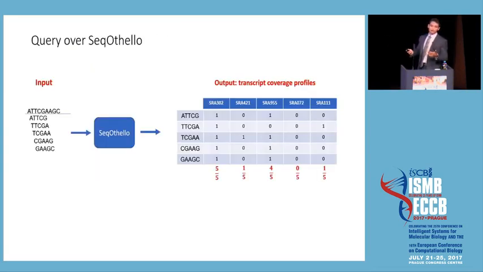Just a high-level overview of what SeqOthello can do. We take the k-mers from a query transcript, and similar to SBT, we can perform the sequence containment query. We know what percentage of the k-mers are present in these samples simply by adding up the ones in each column. However, notice that we also can do the sequence coverage query because we know exactly which k-mers appear in the samples, so we can gain that deeper biological information that we would like.